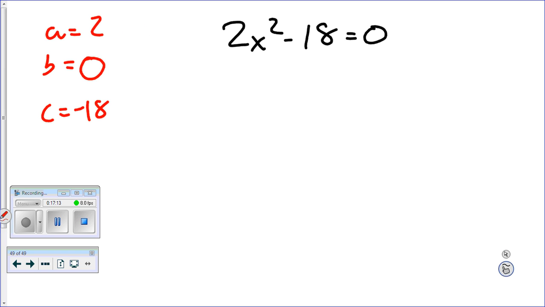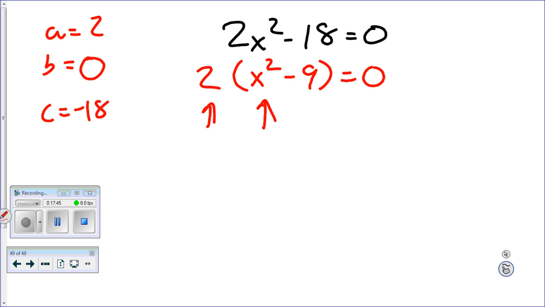The first thing you should do, especially if you're not out of Algebra 1 or college algebra, is see if your a term divides into everything. In this case, it's 2. So yes, it does. 2 goes into 2, and 2 goes into negative 18. So before you even start, go ahead and factor out the 2. This is going to become x squared minus 9 equals 0. Good? And whatever makes the thing in here 0 will make the whole thing 0, because it'd be 0 times 2, and that's still 0.